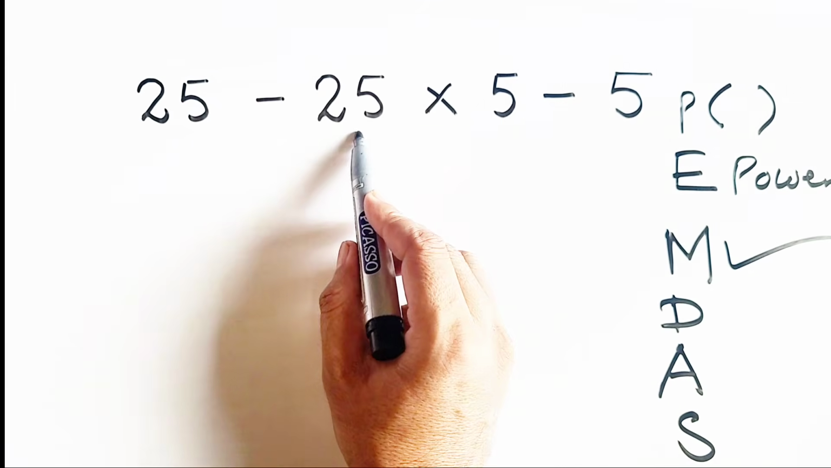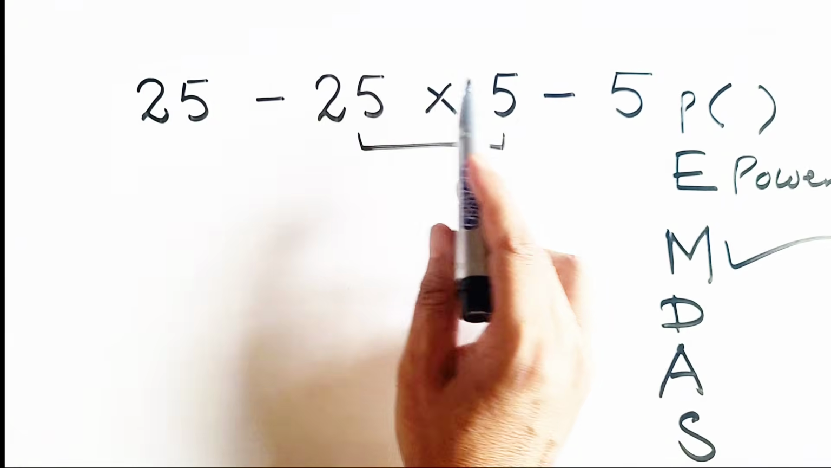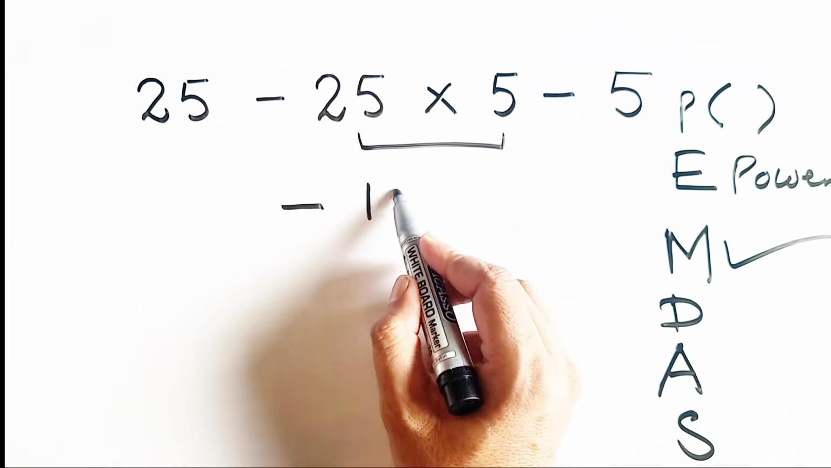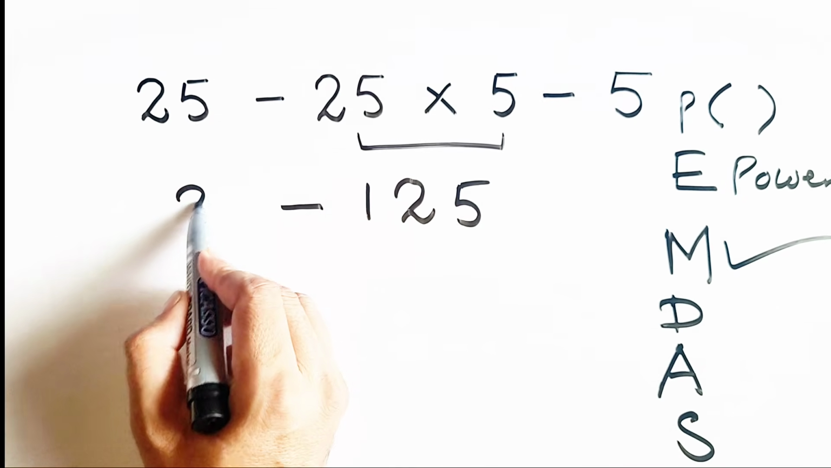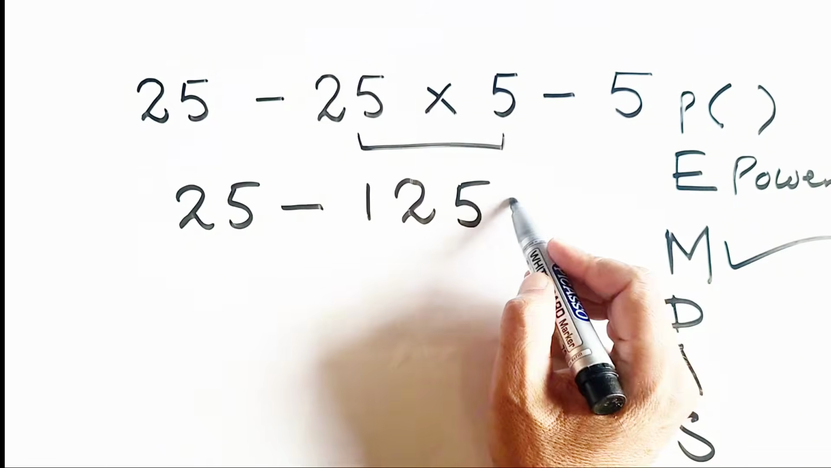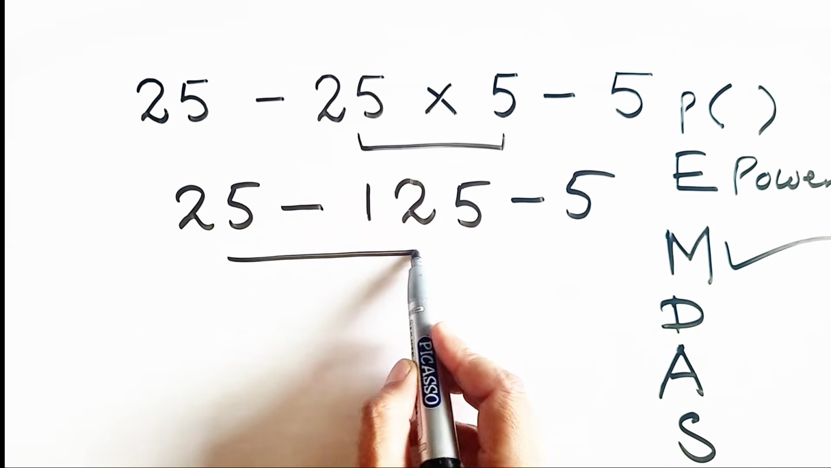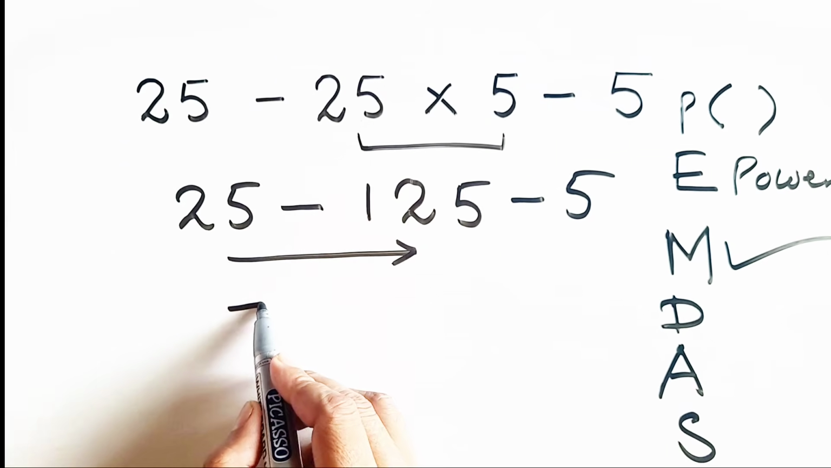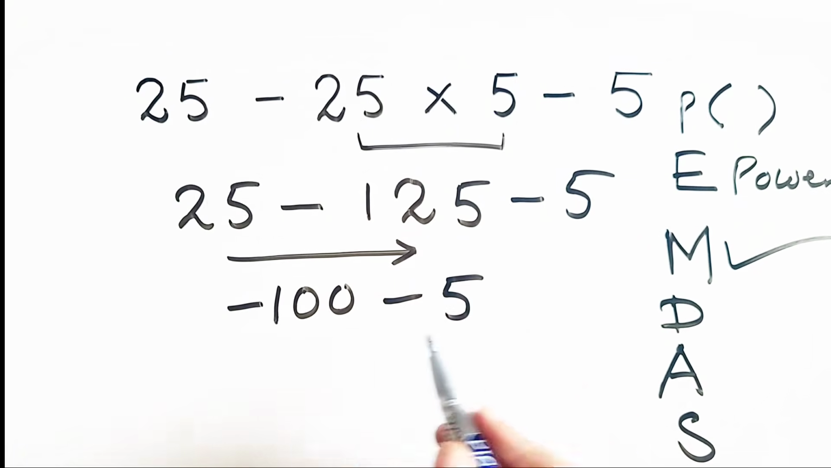Multiplication. Yes, here you are looking at multiplication between 25 and 5. So that will be our first step, which will become minus 125. Now 25, copy it, minus 5, copy it. Okay, by moving from left to right, 25 minus 125 gives us minus 100, and that minus 5 will be as it is.